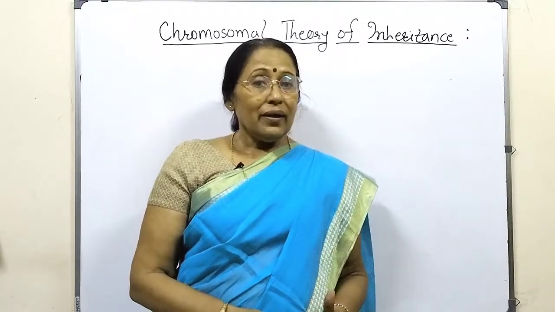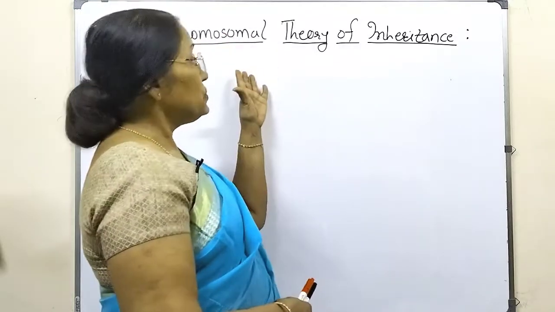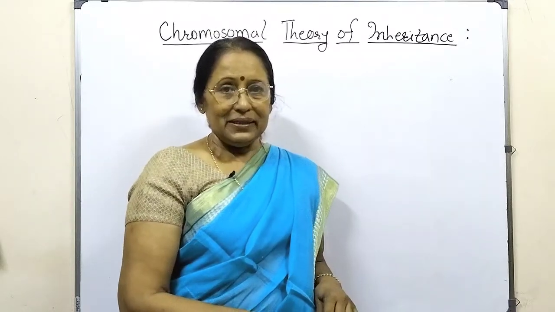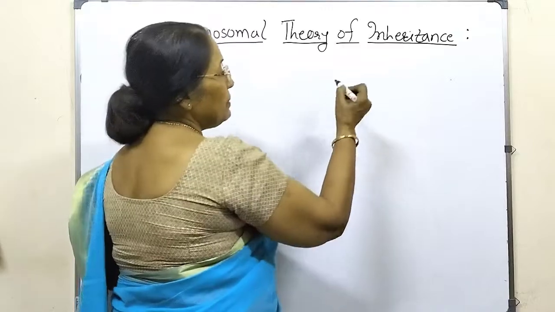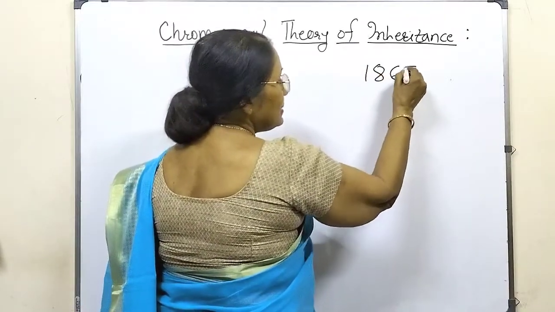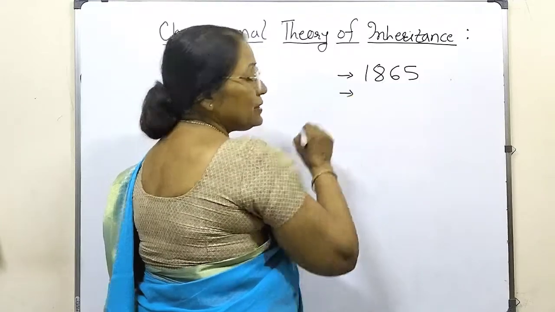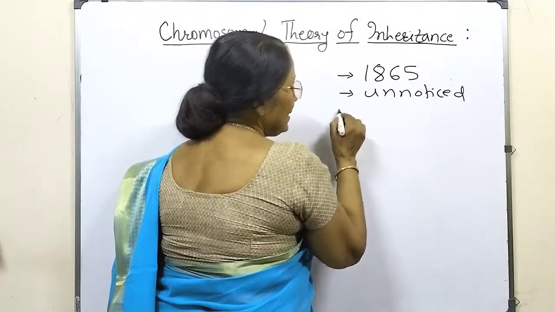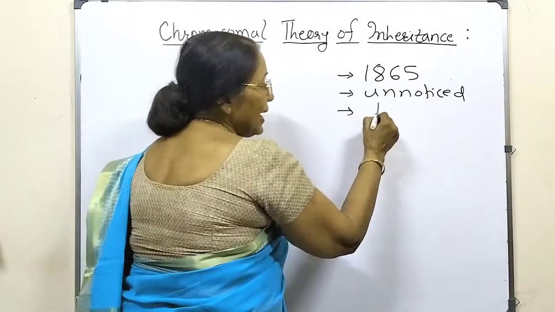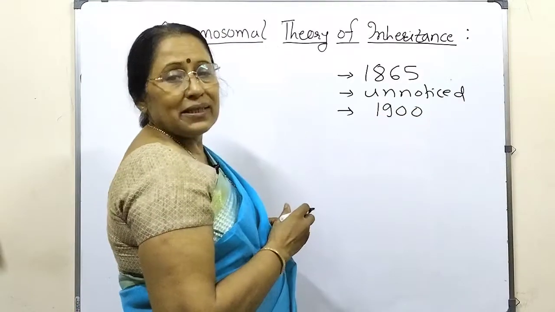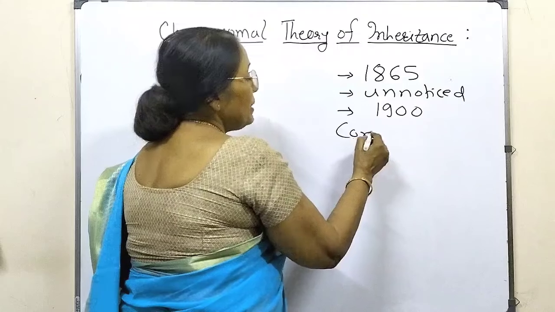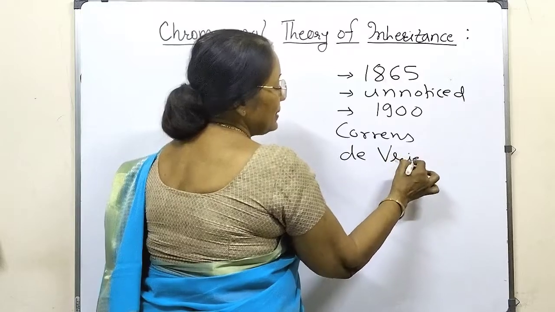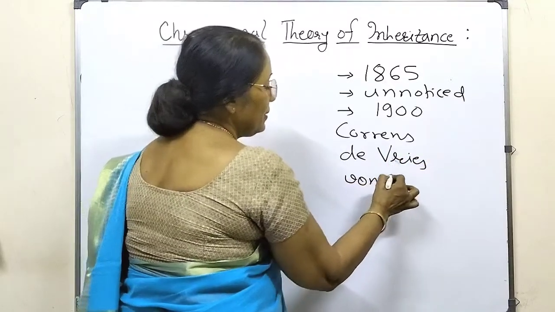We are discussing the first chapter of genetics, that is Principles of Inheritance and Variation. We are now at the topic Chromosomal Theory of Inheritance. What is chromosomal theory of inheritance? You know that Mendel published his work in 1865. You also know that his work went unnoticed and he died without seeing that his work was recognized. In 1900, three scientists independently discovered Mendel's law of inheritance, that is Correns, De Vries and von Tschermak.